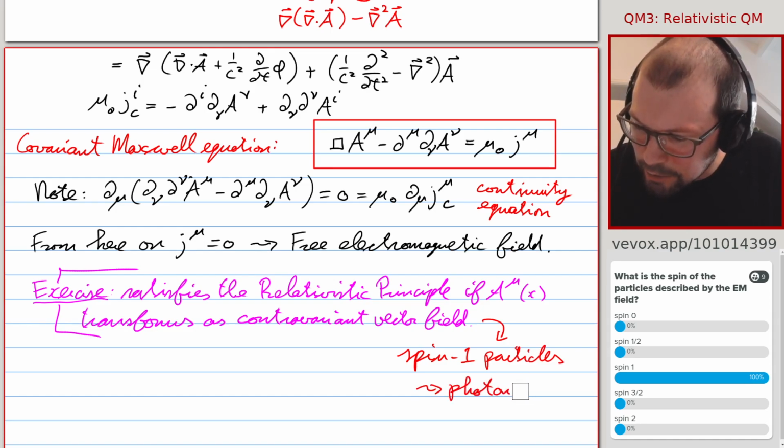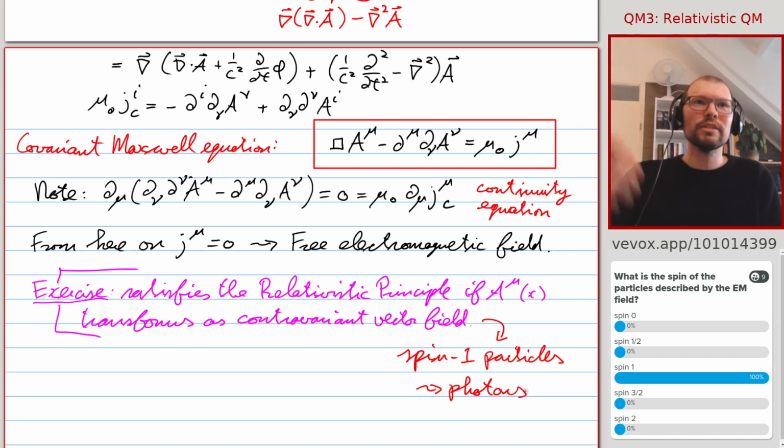So that's nice. We've already seen spin 0, they have the Klein-Gordon equation, spin 1/2, you have the Dirac equation, and Maxwell's equations do spin 1 for us.